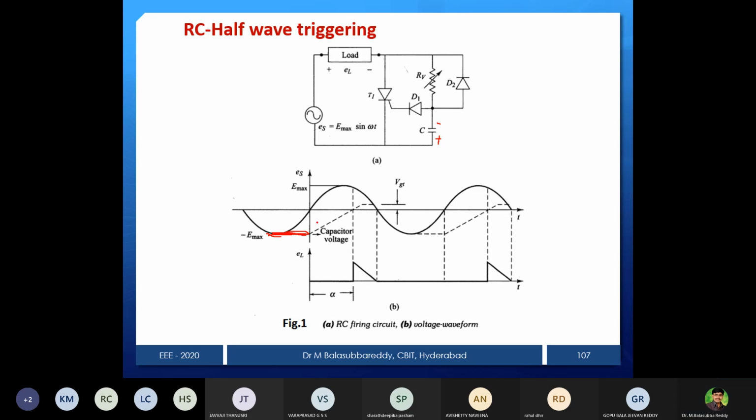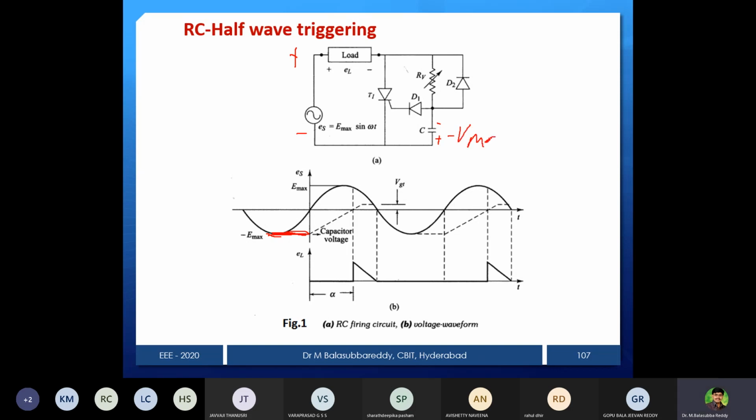After that, during the positive half cycle, this will be plus, this will be minus. Then what is the path for discharging? Discharging here is nothing but charging in the reverse direction. Because of the capacitor, you can see that the negative polarity is already there, a minus on this side and plus on the lower side, that is minus V max.